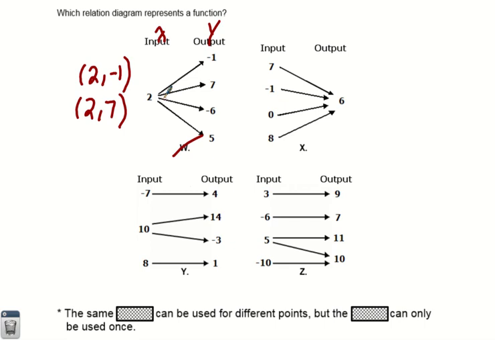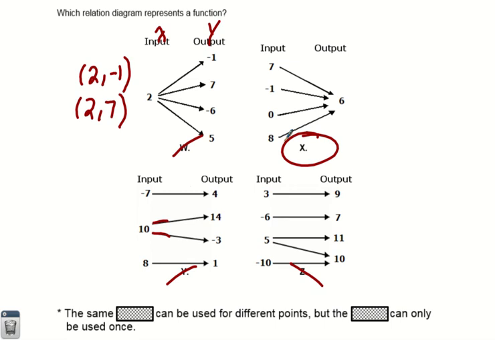How about down here? -7, 4, so okay. But you see this? We had 2 different arrows coming from the 10, so it would have been 10, 14, and also 10, -3. So it's not Y. And look at here. So it's not Z, but now I know they're all going to the same output, but look, this is going to be 7, 6, -1, 6, 0, 6, and 8, 6. There were no repeat x's. So this is the answer.